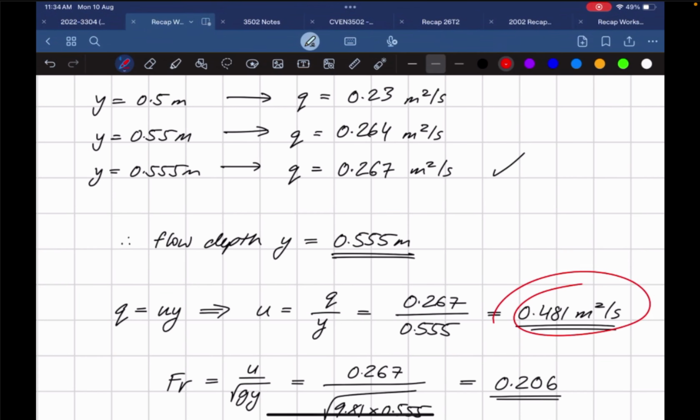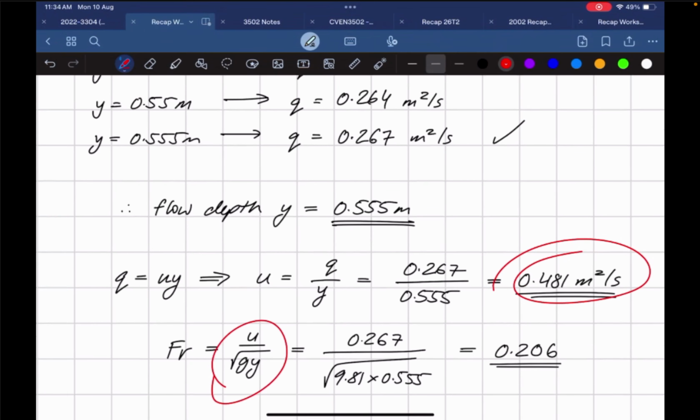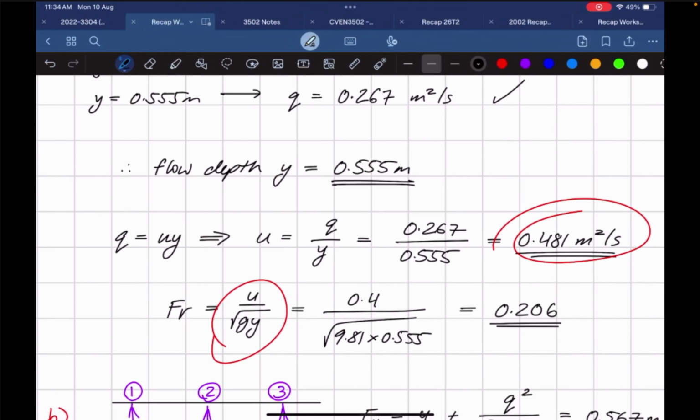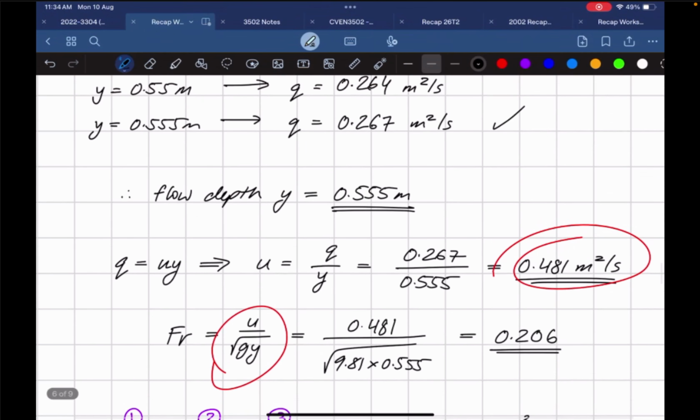Alrighty. Last part of the question, they pretty much just asked us to find Froude's number, which is a simple formula over here. Just sub in your values. 0.267. That's incorrect. 0.481. Let me recalculate that. 0.481 over. Alright, I think you got it right somehow. So it's 0.206. That's the answer. Cool? Any questions? Nah.